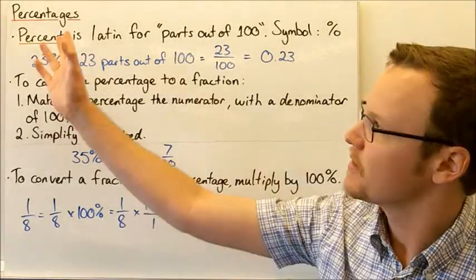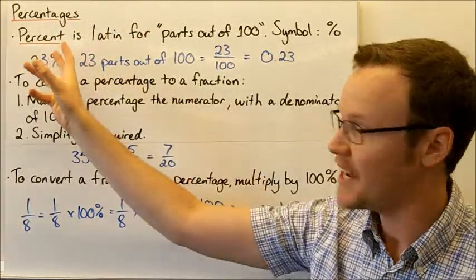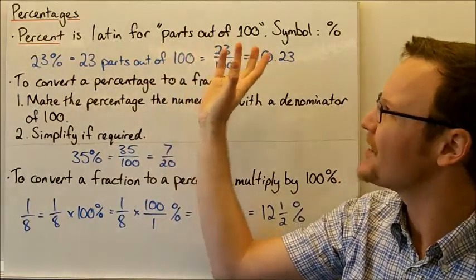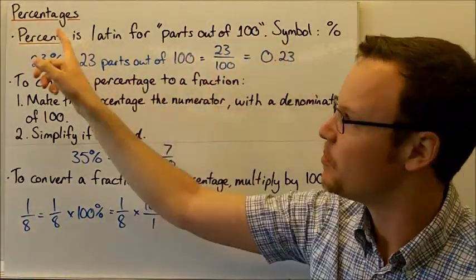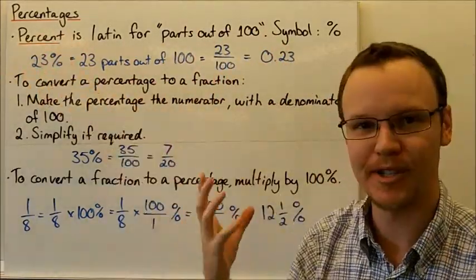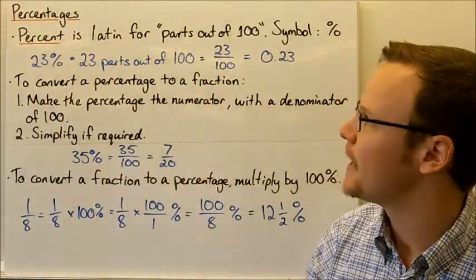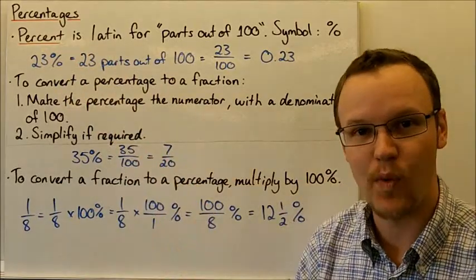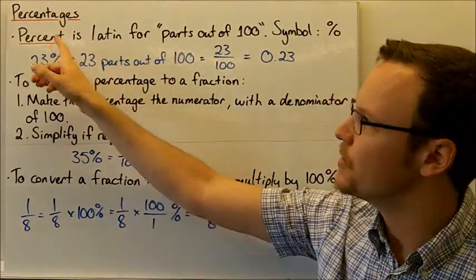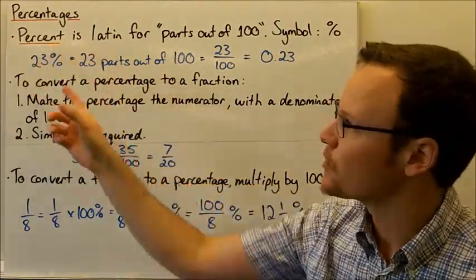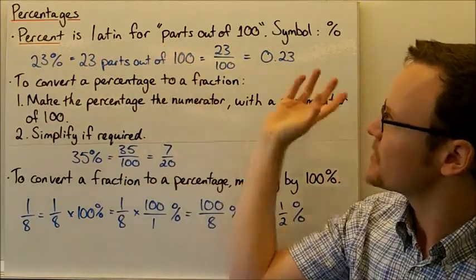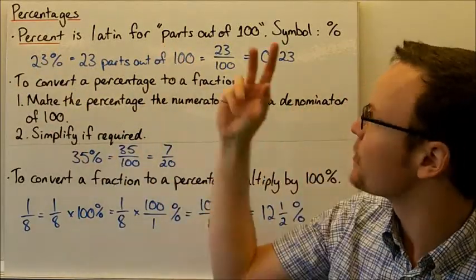Today we're going to look at percentages. Percent is Latin for parts out of 100, per cent. You might have seen the word cent or part of cent in century, meaning 100 years. And cent is in 1/100th of a dollar. So the word cent there means 100 and per means for every. So parts out of 100, it's the number of parts out of 100.